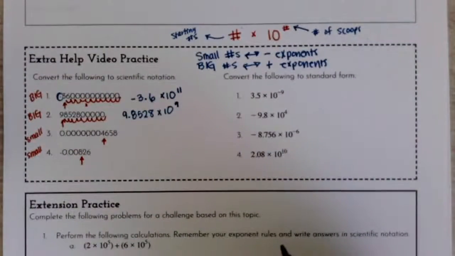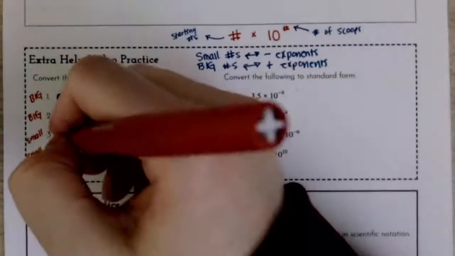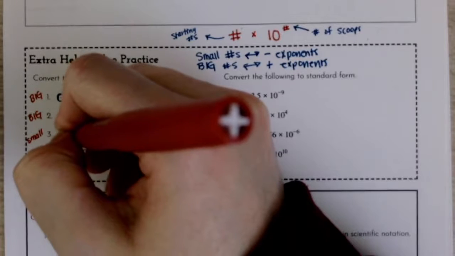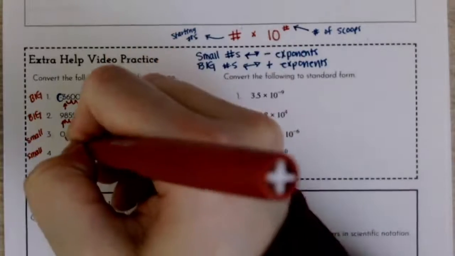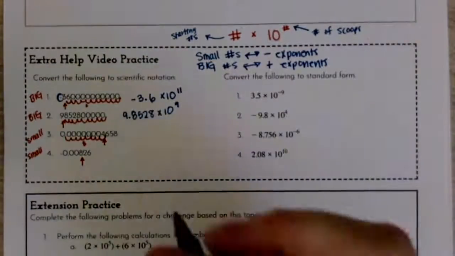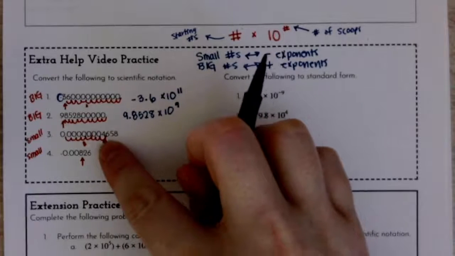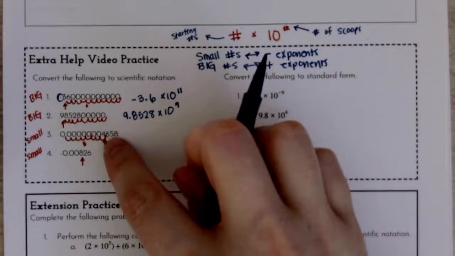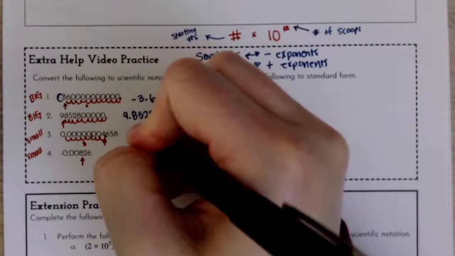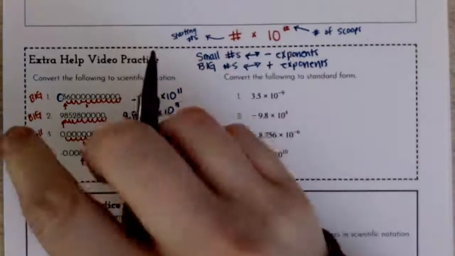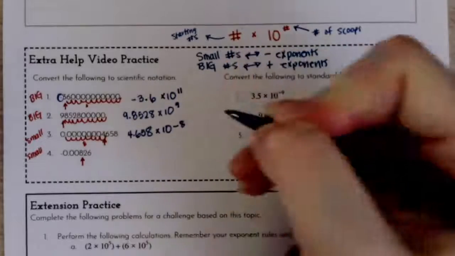Now our decimals work the exact same way, except we're going this way. And so when I count my scoops, I see my decimal is here, and then I'm going to count 1, 2, 3, 4, 5, 6, 7, 8. And when I write my number, don't write this backwards. I don't know why that's a common mistake, but some people write 8.564. But write it in order, left to right. 4.658 times 10. And since it's a small number, this needs to be a negative 8.